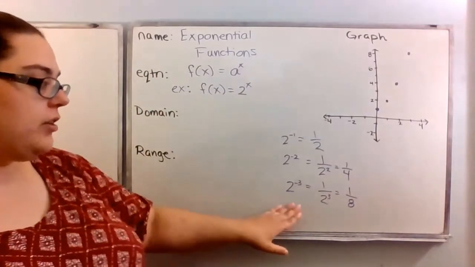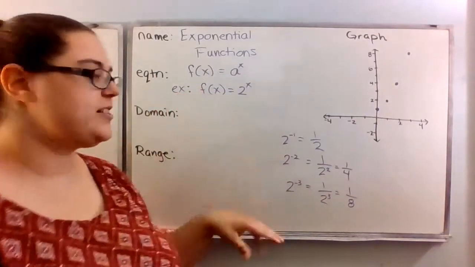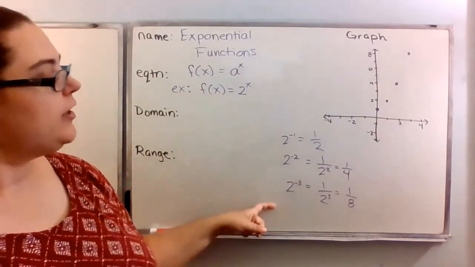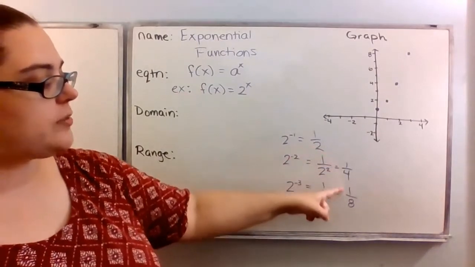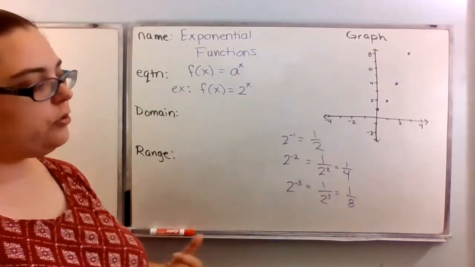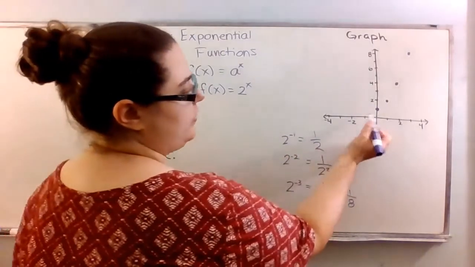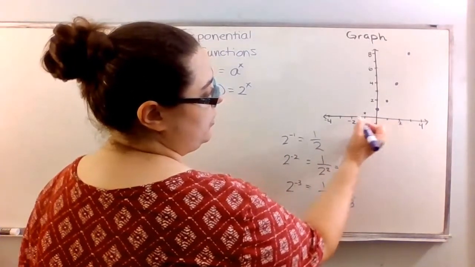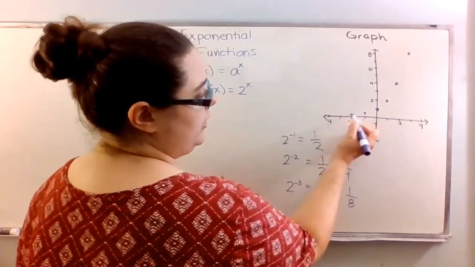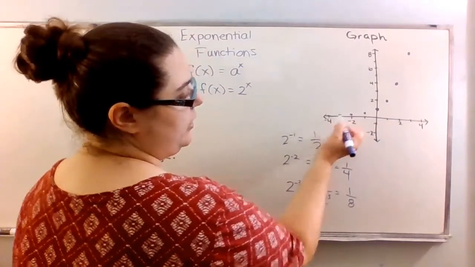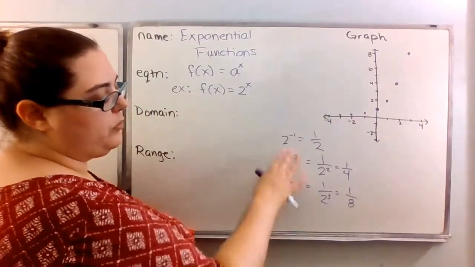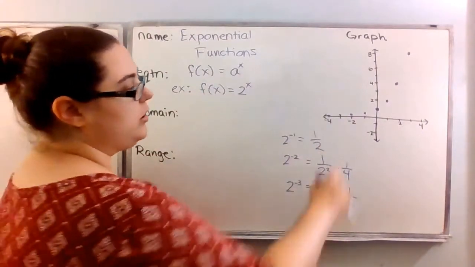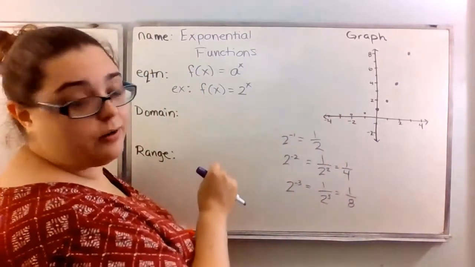So as we increase our negative values here, the fractions are getting smaller and smaller and smaller. So if I graph this at -1, we're at 1/2. At -2, oh gosh, we're at 1/4. And at -3, we're at 1/8. So the bigger the negative number, the closer we become to 0.